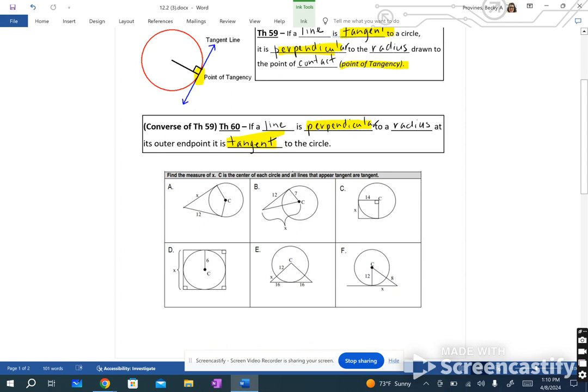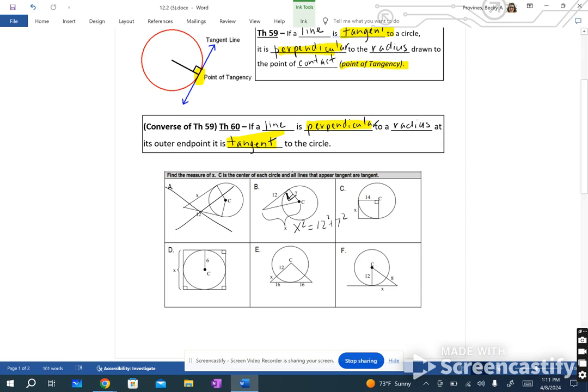Now, the first one, we haven't really learned this yet, so we're just going to cross this one off. We don't need to know that one just yet. We'll learn it later. For the next one, this is just a Pythagorean problem because it says to find the measure of x. C is the center of the circle, and all lines appear to be tangent. So we know if this line is tangent, then this is a 90-degree angle, which means we can just do Pythagorean. And so your hypotenuse is x. And we're going to use 12 and 7 as the legs.